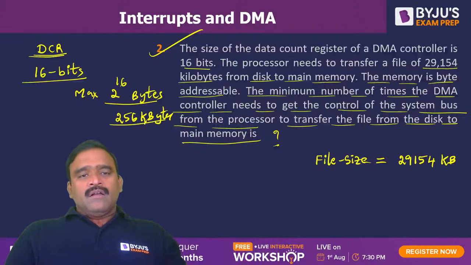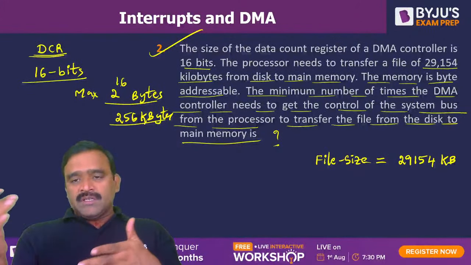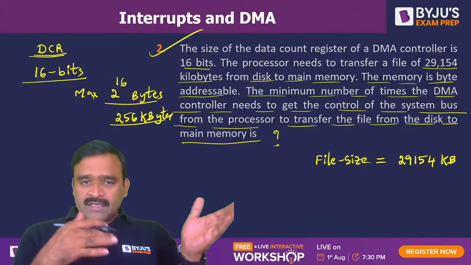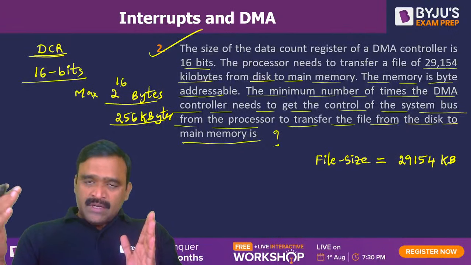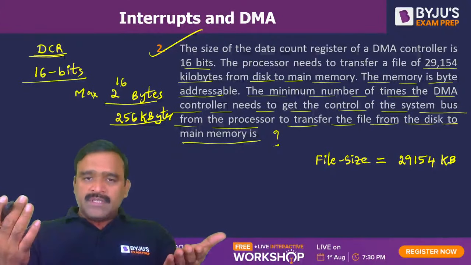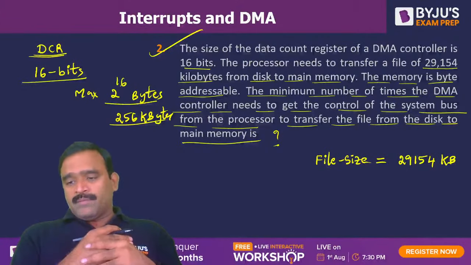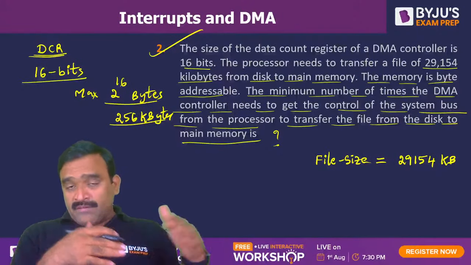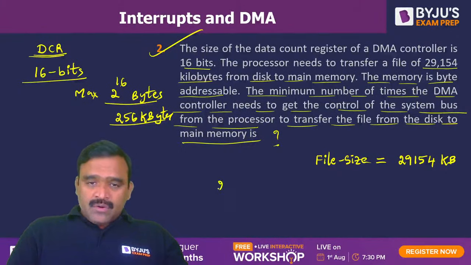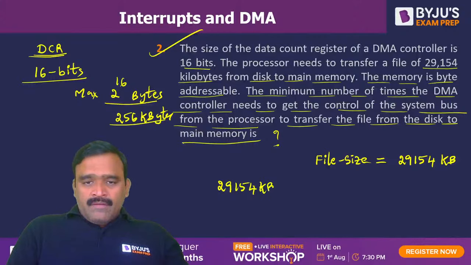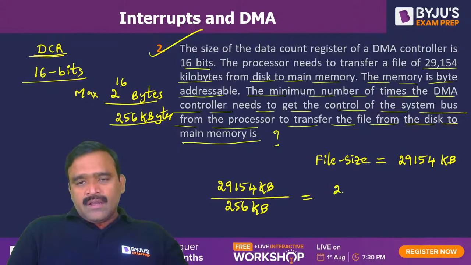Like that, how many 256 kilobytes reach 29,154? Still the file is not finished. For example, one time it is requested, 256 kilobytes are transferred. Again the data count register is loaded with 16 bits, and again we have to request one more time. Like that, keep on requesting till the bigger file is transferred. So if you divide the file size, 29,154 KB divided by 256 KB, the kilobytes cancel.